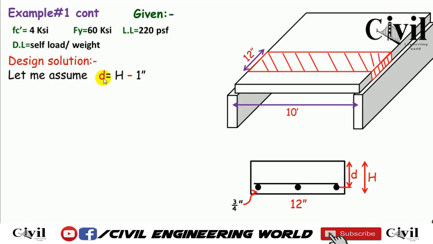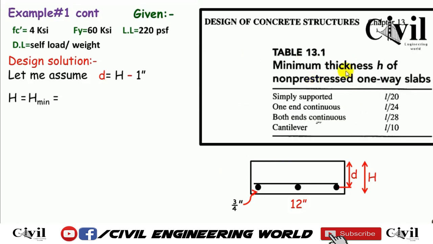For that we have a table from a well-known book, chapter number 13. For simply supported, we can use L over 20, and for one end continuous, we can take L over 24. In our case, our slab is simply supported. I mean, it has only one span and it is to be designed for one span. So its depth to be assumed will be L by 20.